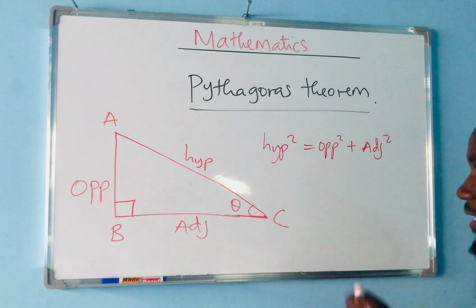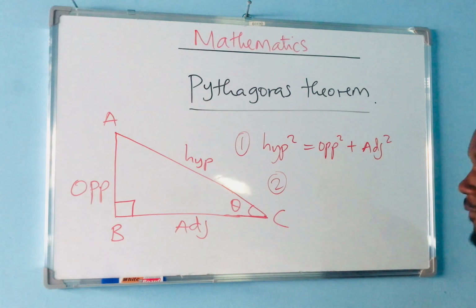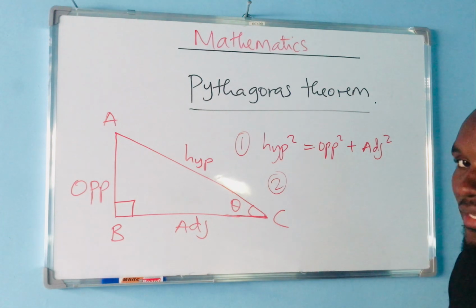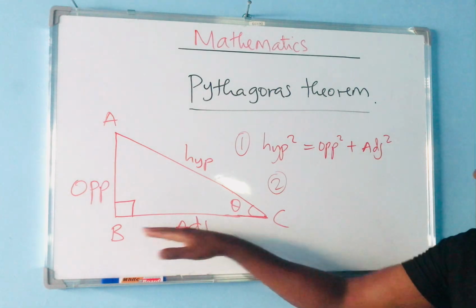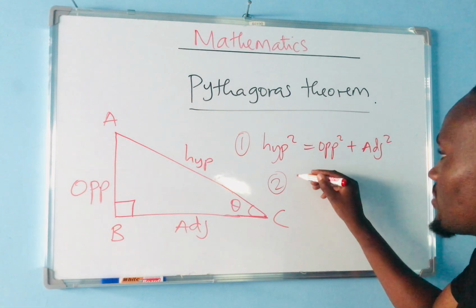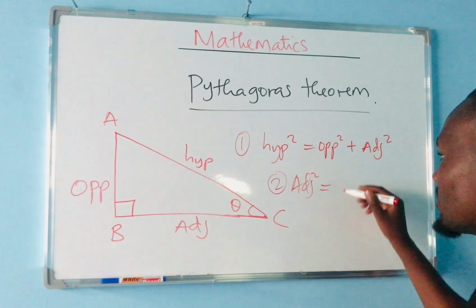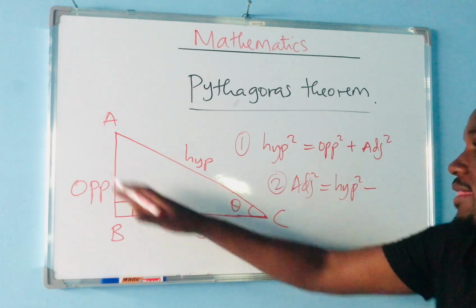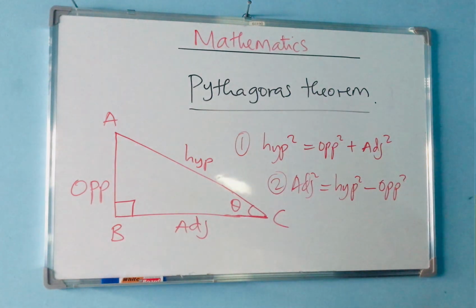Now, that is the first case. The second case would be where you are given the hypotenuse and you're given the opposite. How do you find the adjacent? To find the adjacent, because this is a shorter distance, you're going to say adjacent squared equals this longer side, which is hypotenuse squared, minus the opposite squared. That is the second case that you can have.